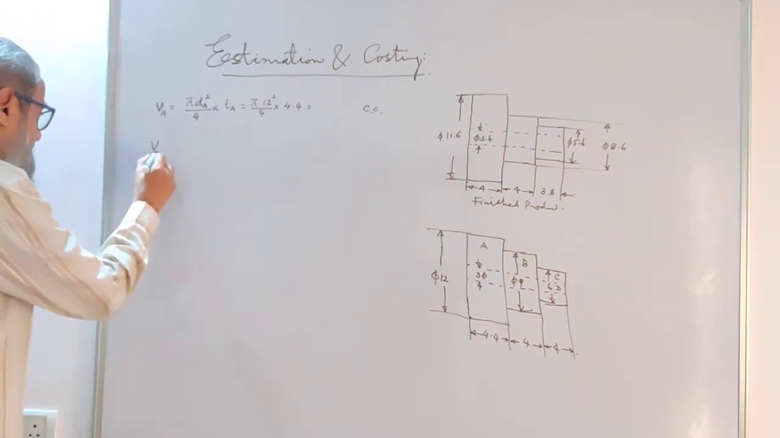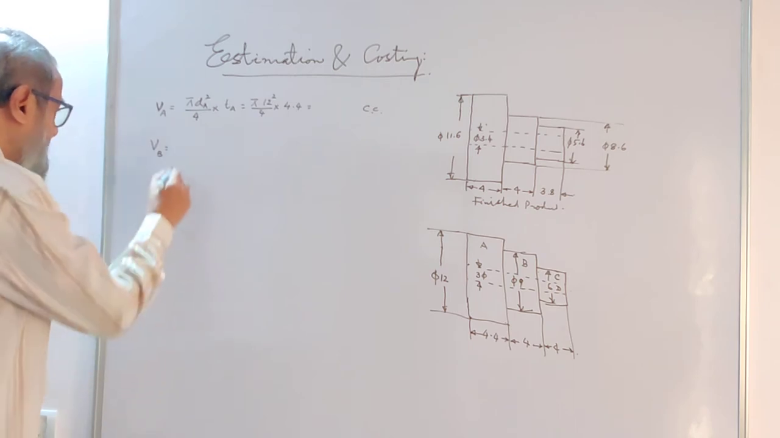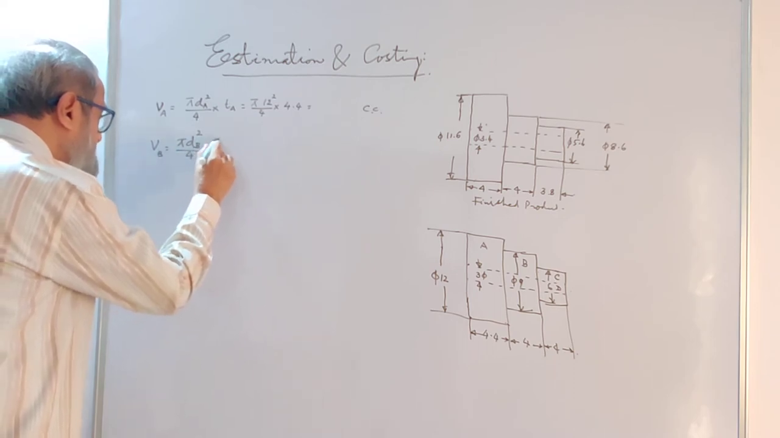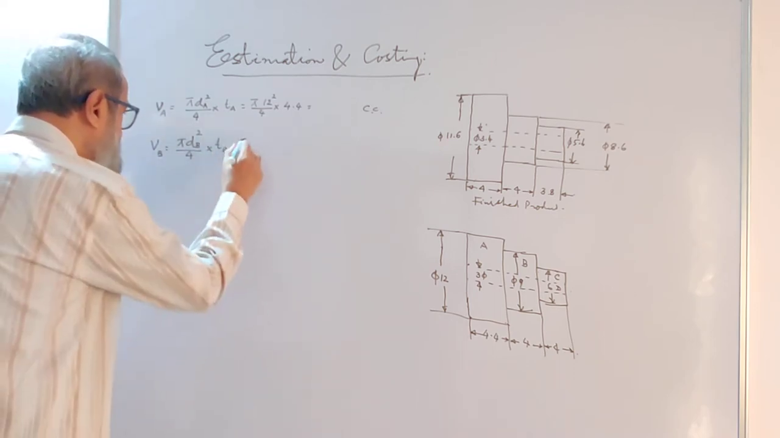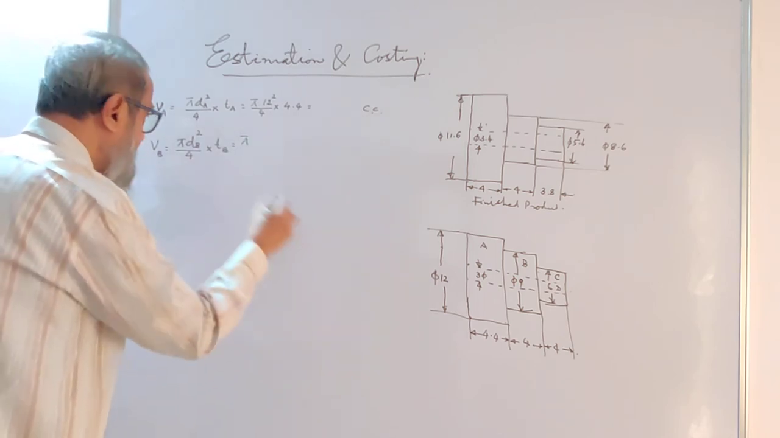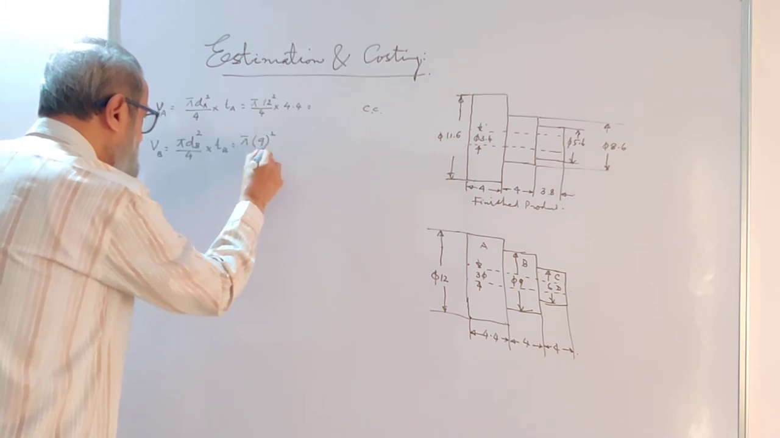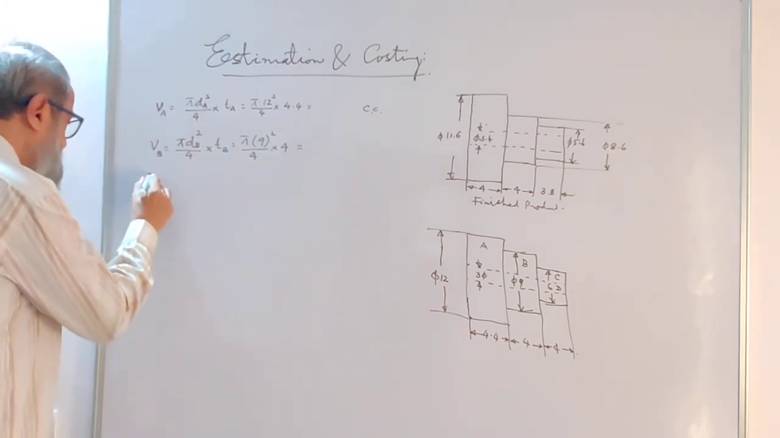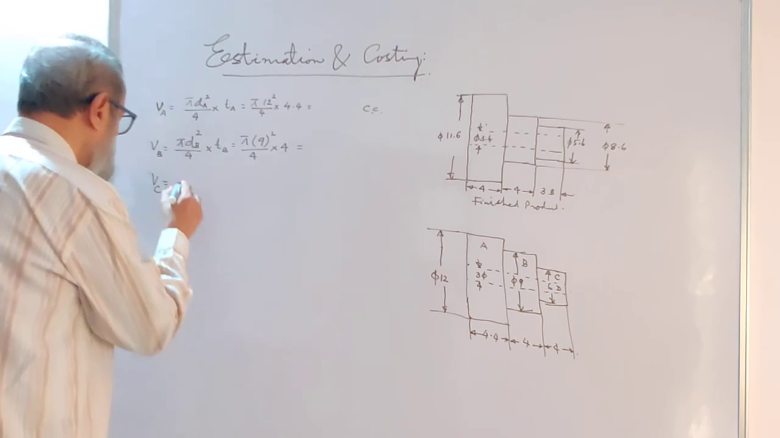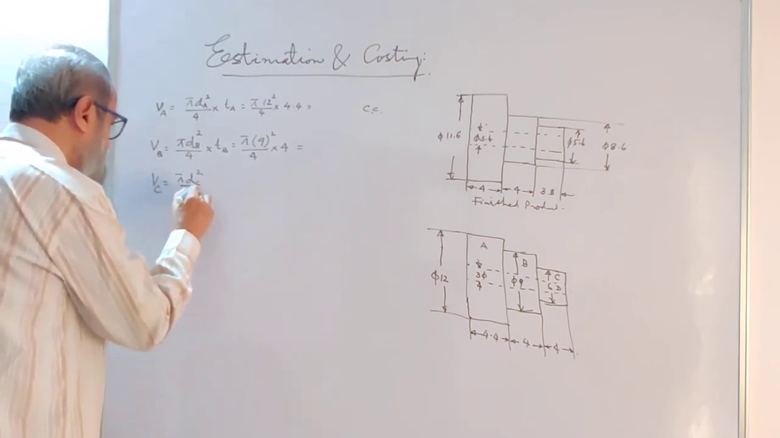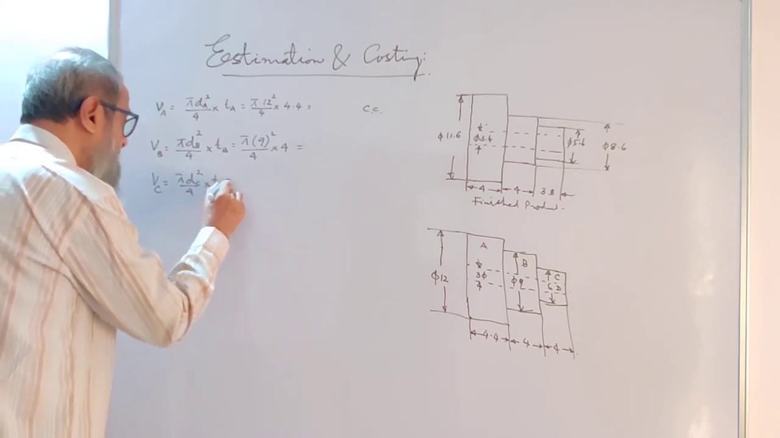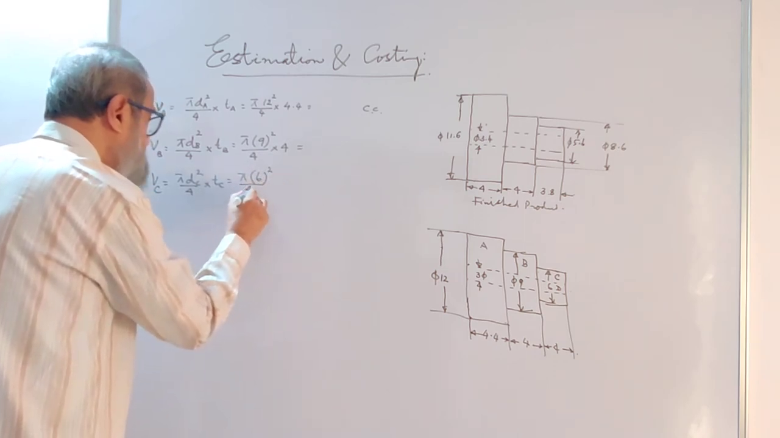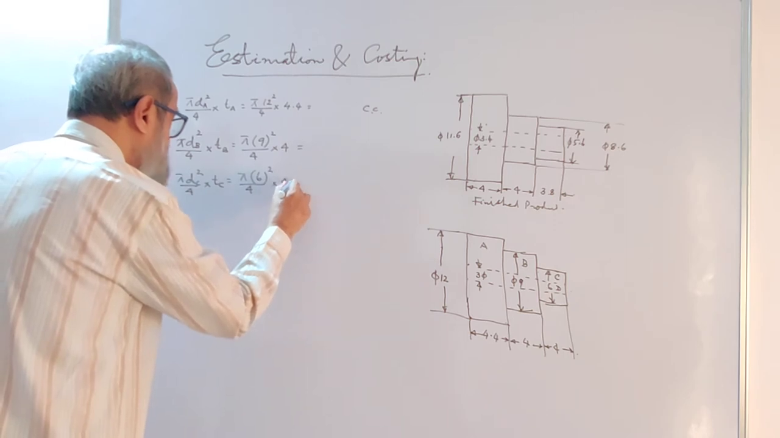Then VB, same formula. VB is pi DB square, the diameter of step B, by 4 into the thickness of B. So that is pi into 9 square divided by 4 into the thickness, which is 4 centimeter. VC, again the same formula, pi DC square by 4 into TC, that is pi into 6 square by 4 into, that is also 4 centimeter.